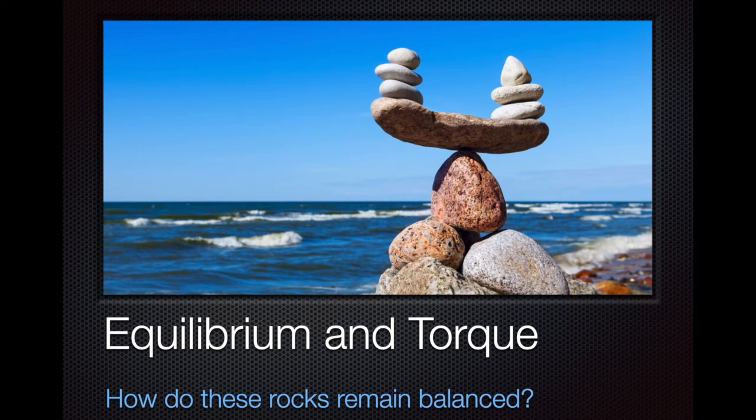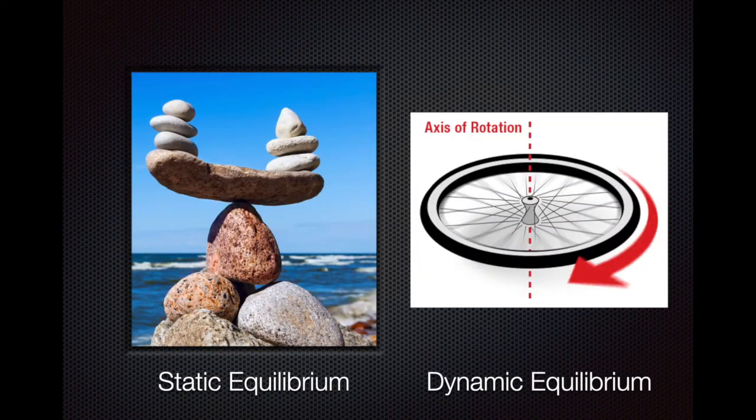So let's take a look at this pile of rocks. How do the rocks remain balanced? So these rocks are in equilibrium, and this is the kind of equilibrium that we call static equilibrium. Right, so we're familiar with this from translational motion, the type of motion we've been talking about all semester, where an object moves from place to place.